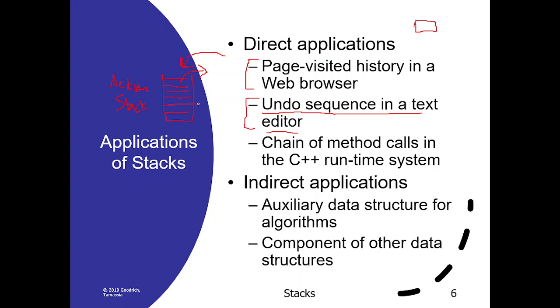Next is the chain of method calls in the C++ runtime system. When you're writing programs in C++, you call one function, then that function may call another function, and that function may call another function. And all these functions know where to return once they are done executing. That is also implemented using a stack. So there is a stack of function calls, or function activation records.